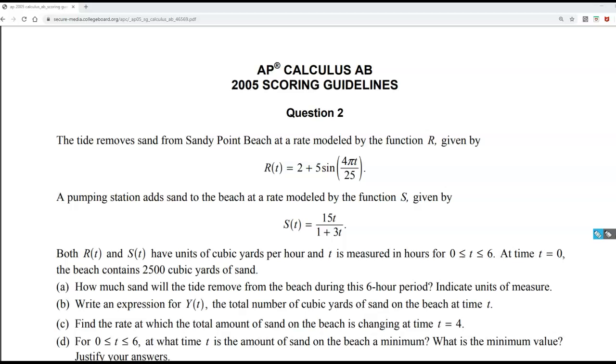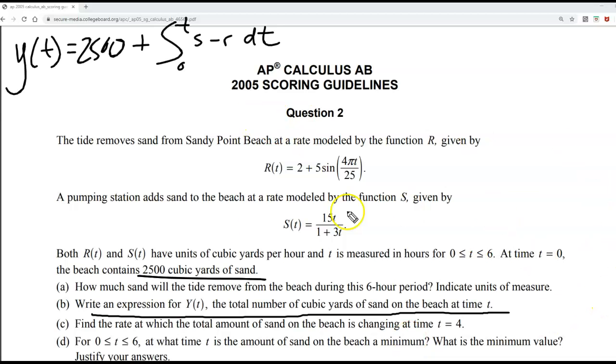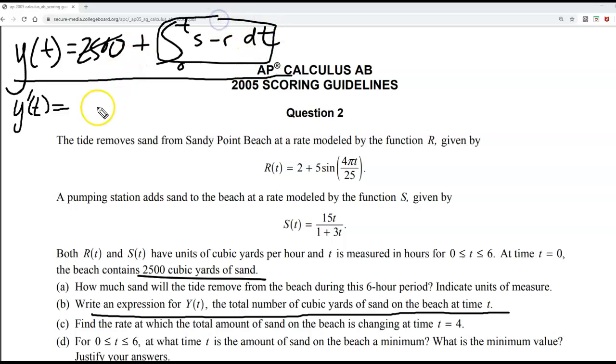All right, let's go ahead and take a look at another one here. Find the rate at which the total amount of sand on the beach is changing at t equals 4. Okay, so this, as we already said, represents the total amount of sand on the beach at any given time, right? So if I wanted to take the derivative of this, the starting amount is going to go away. And the derivative of an integral is just going to leave me with the s function minus the r function.